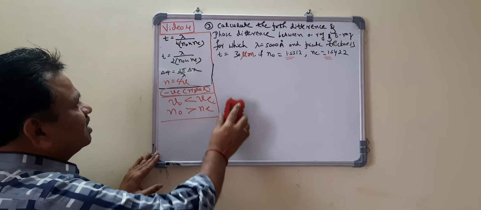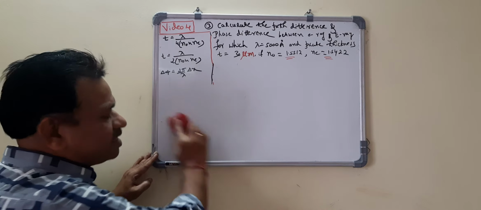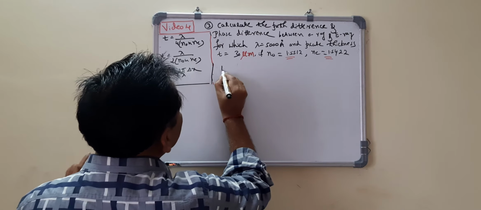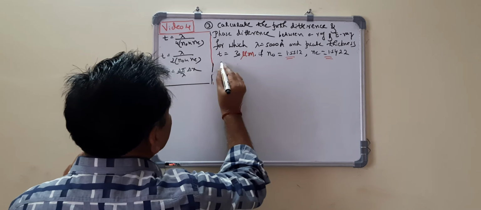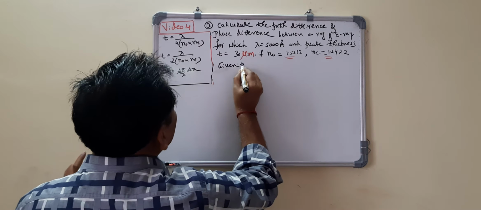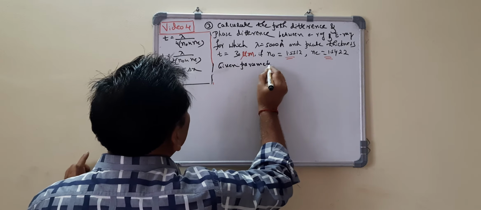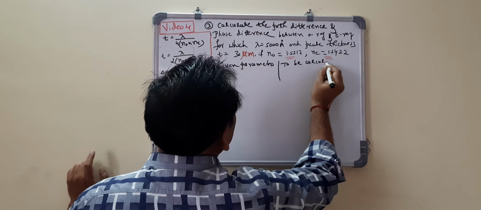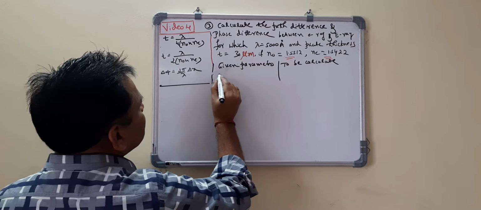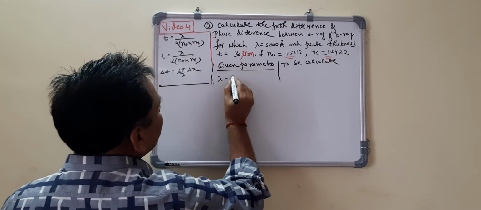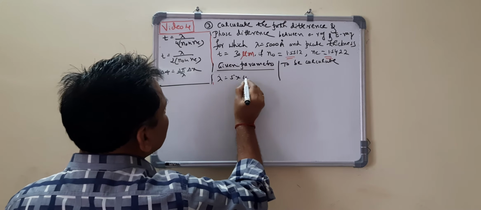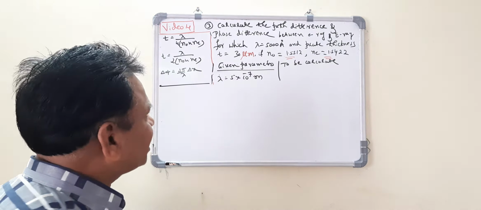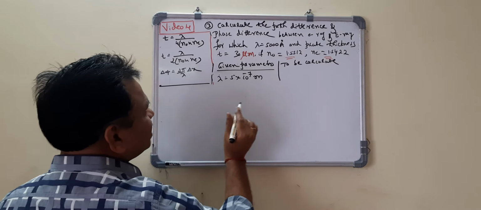Now I will write it. What are the given parameters? You know that. The given parameters are thickness and so on. Next is to be calculated. Lambda equal to how much? 5000. Can I write like this? 5 into 10 to the power minus 7 meter. Directly I am writing, because 3 zeros cancel.